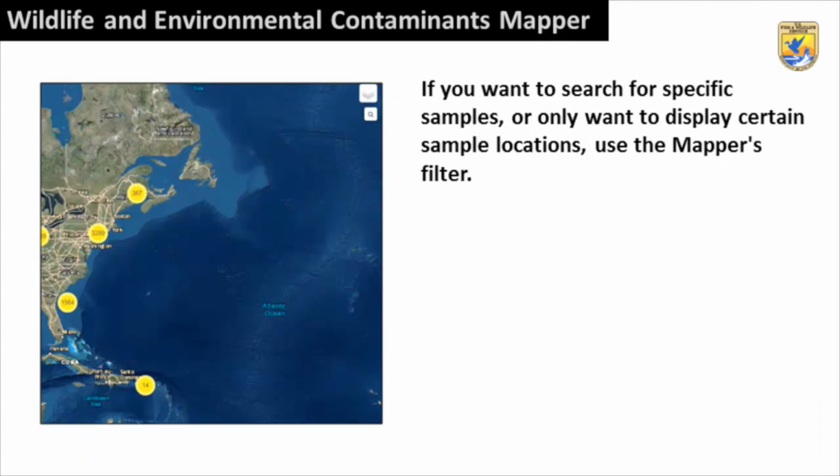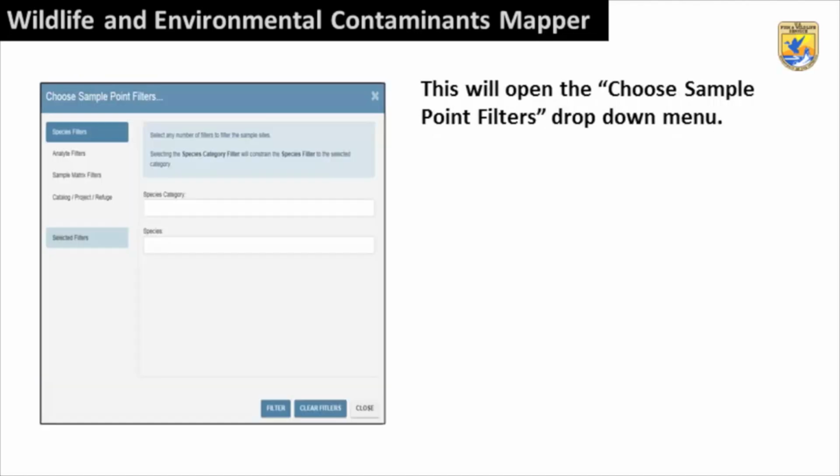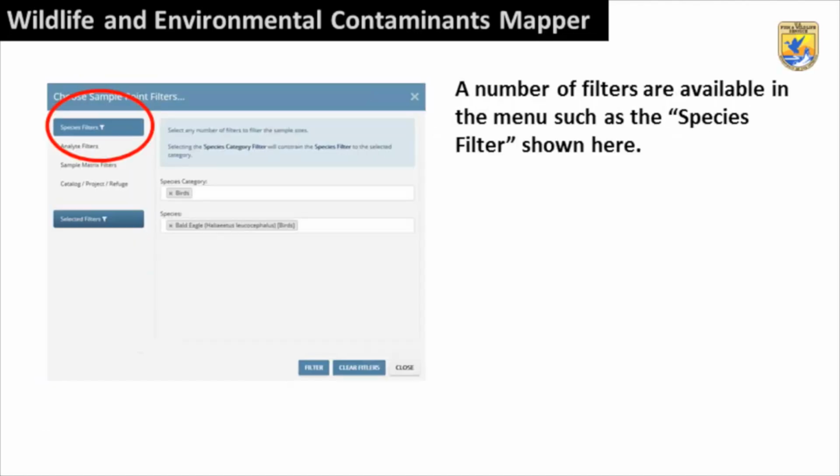If you want to search for specific samples, or only want to display certain sample locations, use the mapper's filter. To do this, select the Filter tab in the upper right side of the map. This will open the Choose Sample Point Filters drop-down menu. A number of filters are available in the menu, such as the Species filter shown here.